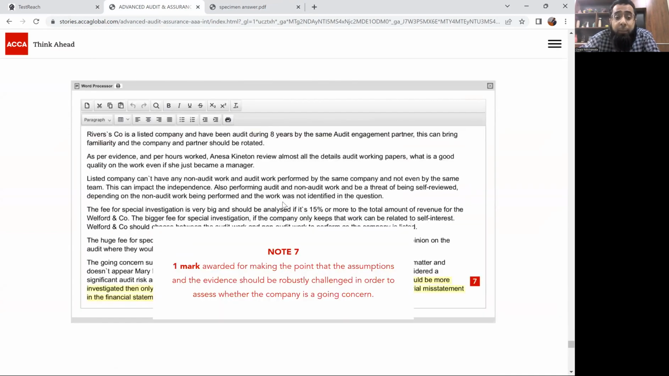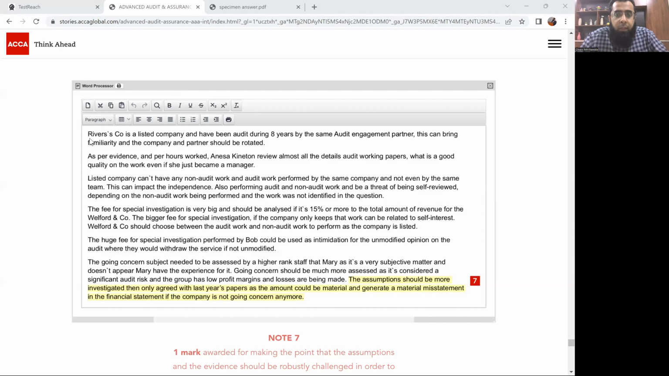Because if you look at his answer, "The company is a listed company and has been audited during 8 years by the same audit engagement partner. This can bring familiarity, and the company and partners should be rotated." So if you read his first paragraph, he just identified the issue of familiarity. He didn't explain what the impact of this familiarity threat will be, and the action was also written very briefly, that partners should be rotated. But despite this, he was given marks for this first paragraph.